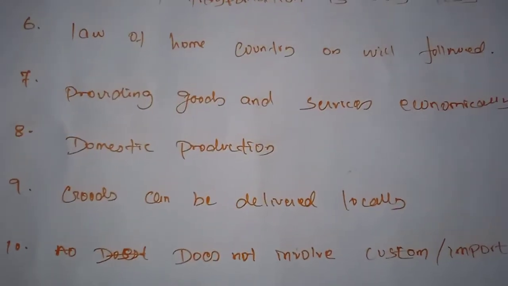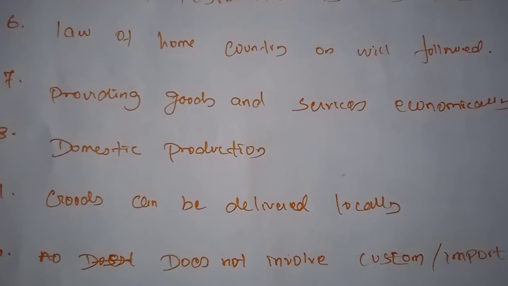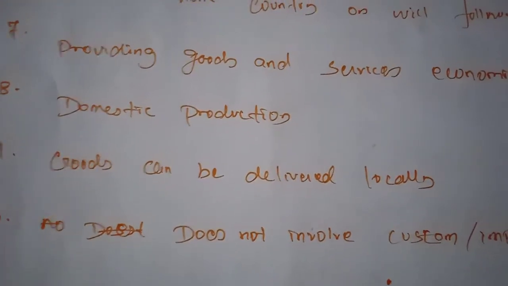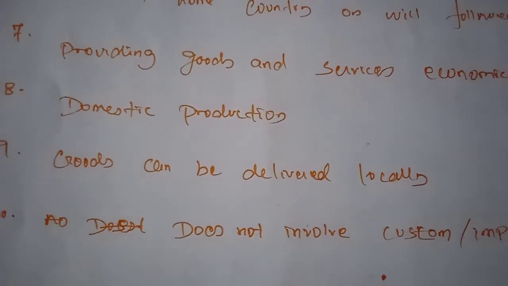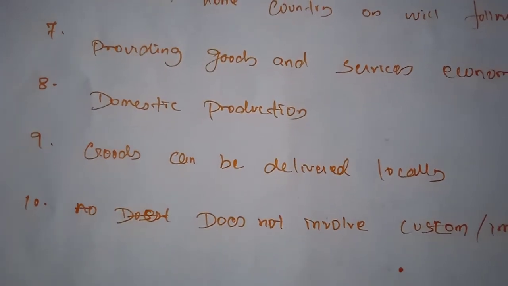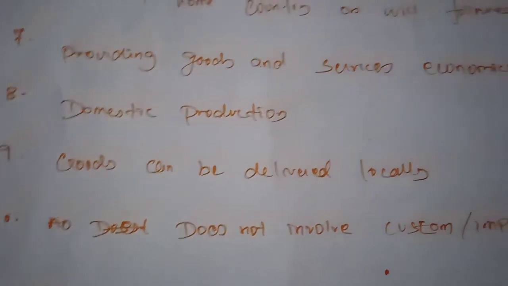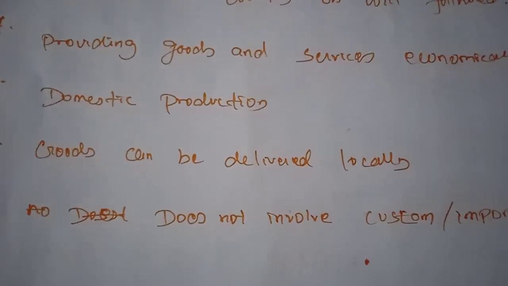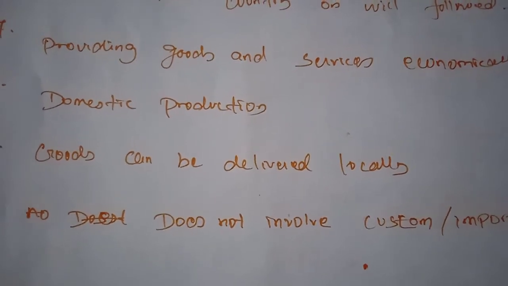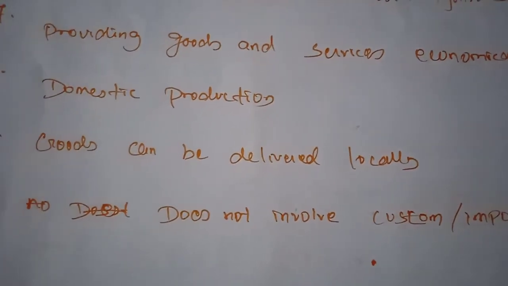Next, goods must be purchased from an individual or a firm established within the country. So even a single individual or any firm, it has to be purchased within the boundaries itself. Next, goods can be delivered using locally available modes of transport. Whatever local transports are available, only those are used for transferring the goods from one place to another.